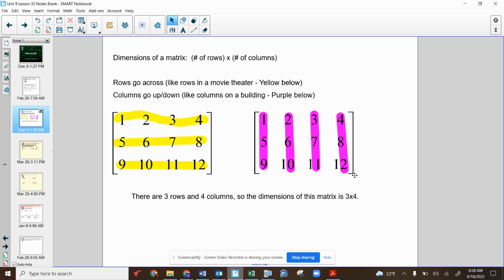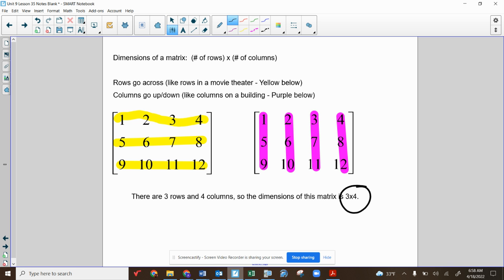So one of the main things that you need to know with a matrix is how big it is, which is called the dimensions. Dimensions are done by rows and columns. So you always list the number of rows first, and rows go across like rows in a movie theater. And then columns go second, and that would be up and down like columns on a building. So for instance, this matrix here, notice that they're the same, they just have the different colors on it. There would be 1, 2, 3 rows going across, and there would be 1, 2, 3, 4 columns going down. So that's why the dimensions of this particular matrix are 3 by 4, and that's how we write it.